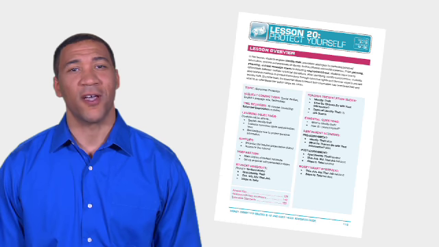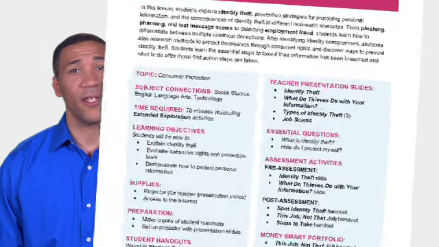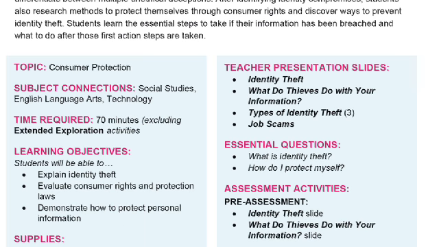Each lesson follows this common format, so let's take a look at it. The overall topic is listed along with subject connections. Some school districts have a standalone financial literacy course, and others embed financial education into other curriculum areas. The time required for this lesson is 70 minutes, but time requirements will vary with classroom learning levels and the depth of your topic exploration.